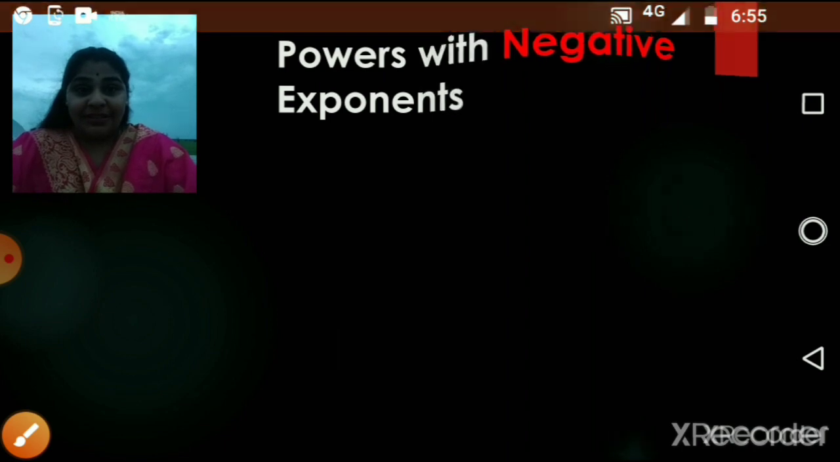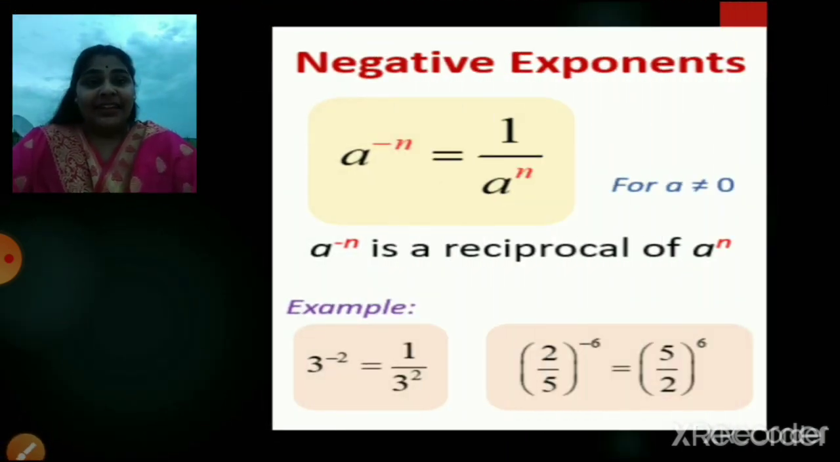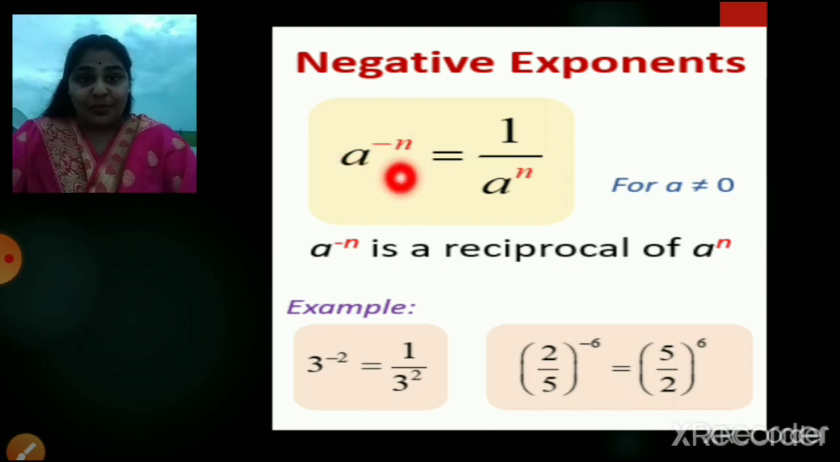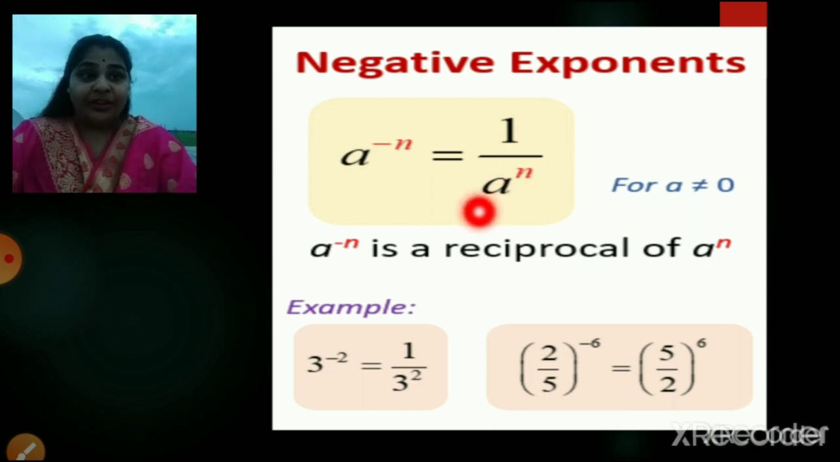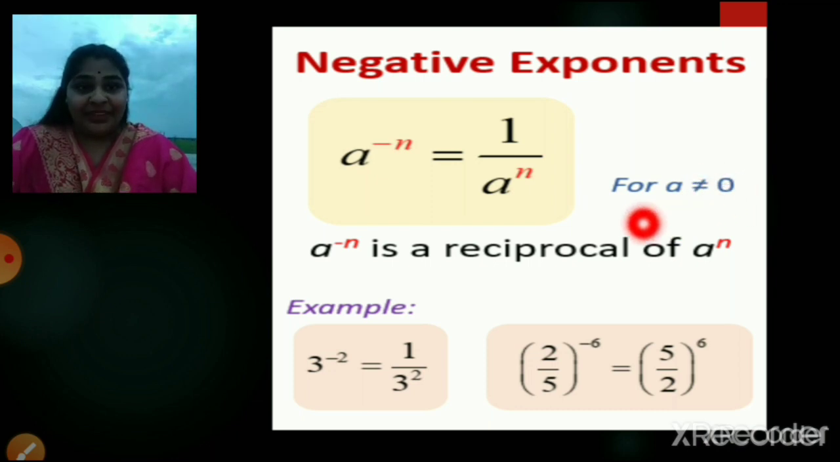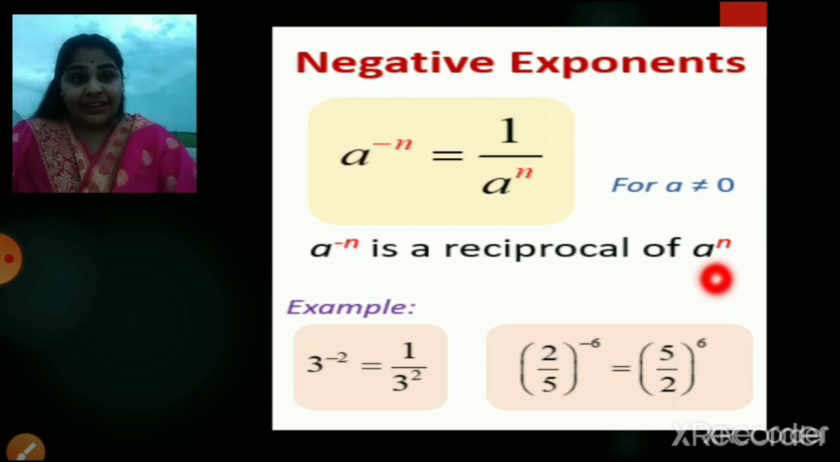So the next law of the exponent says that a raised to minus n, that is negative n, is equal to 1 upon a raised to n. So this is a very important law, children. You have to learn this by heart, right? And you have to note it down, for a not equal to 0, right? So a raised to minus n, or negative n, is a reciprocal of a raised to n.